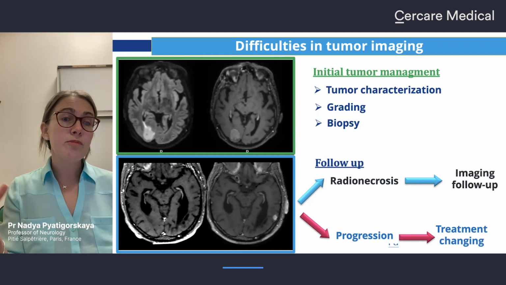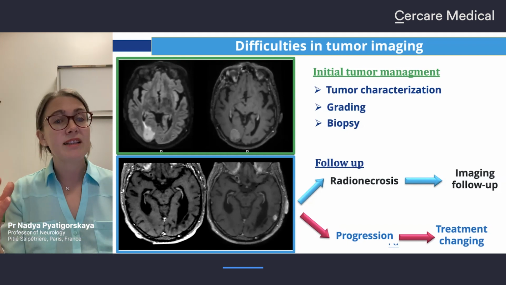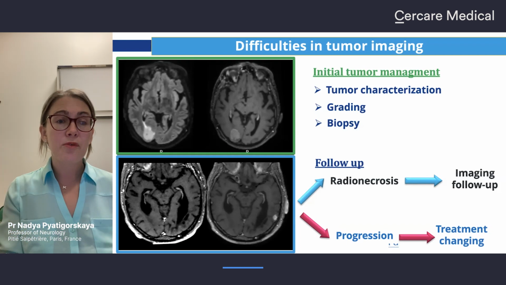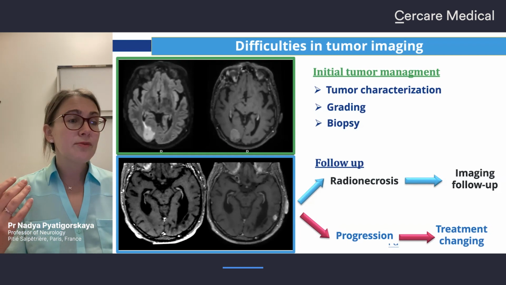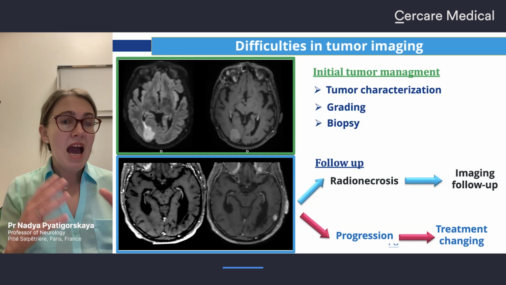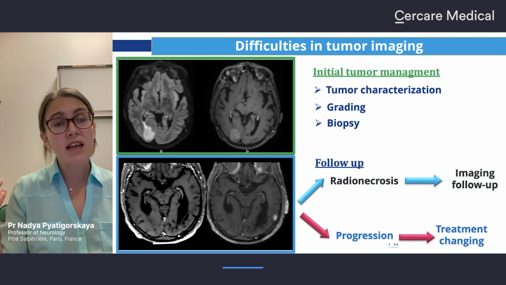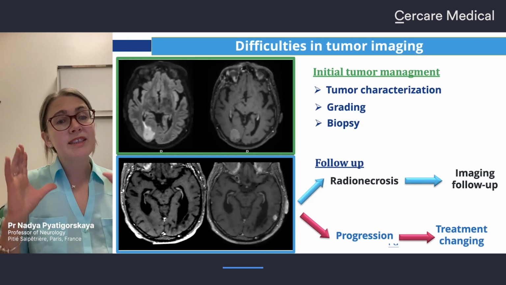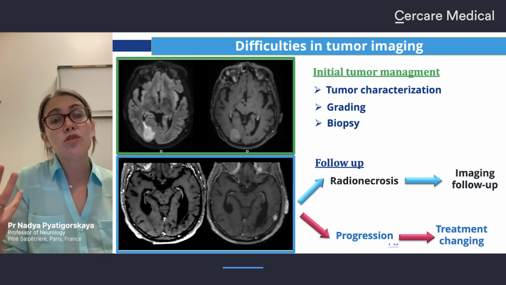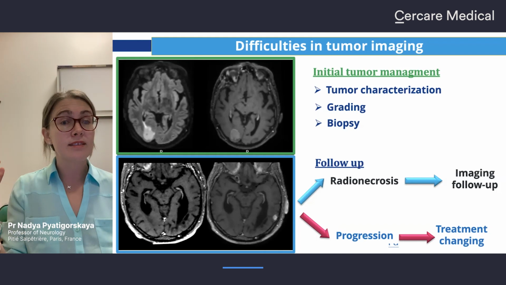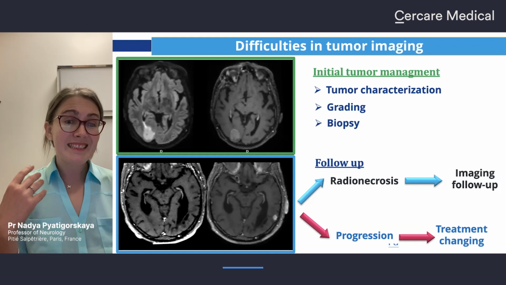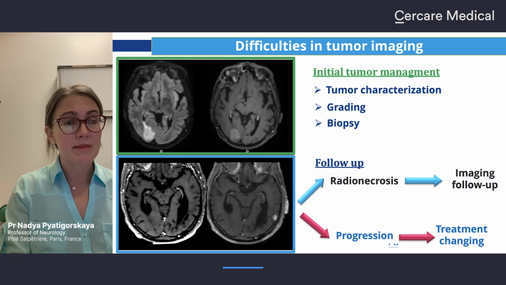Then the tumor will be treated. If it's a primary brain tumor, usually we will have the surgery, then radiochemotherapy, and we will follow up the patient. And during this follow-up, frequently some contrast enhancement will appear. When the contrast enhancement appears, we need to know if it's radionecrosis or pseudoprogression, so there is no tumor recurrence and we can continue the same treatment because it's efficient, or if it's a progression, and then we should change the treatment.